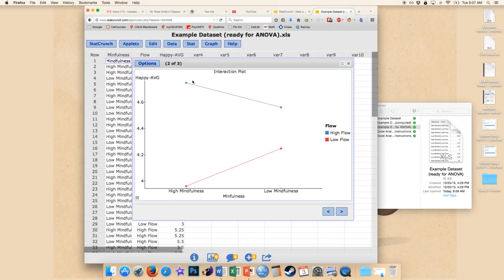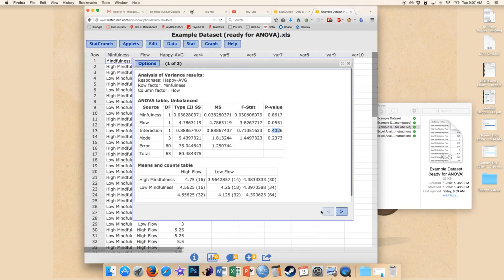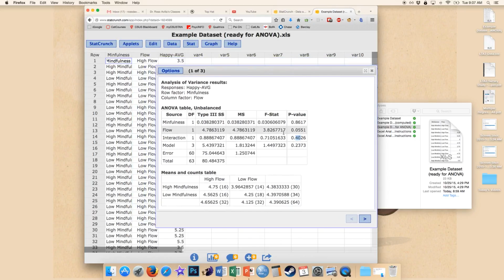But high flow is even better for your happiness because, again, you're more mindful of the fact that you're enjoying and really invested in your work. So you can make up a story as to why there might be an interaction. But that's, of course, only if there actually is an interaction. In this case, there wasn't because it's non-significant. So that's how you perform the analysis and interpret some of this information.